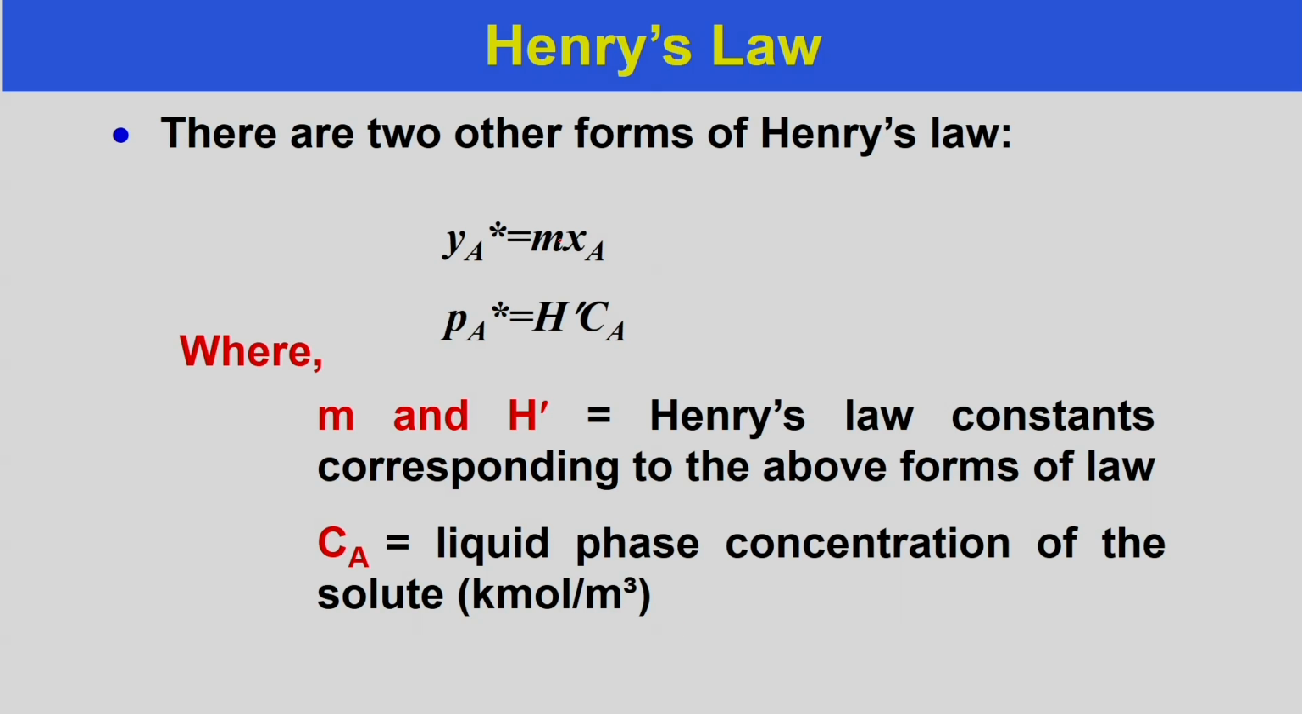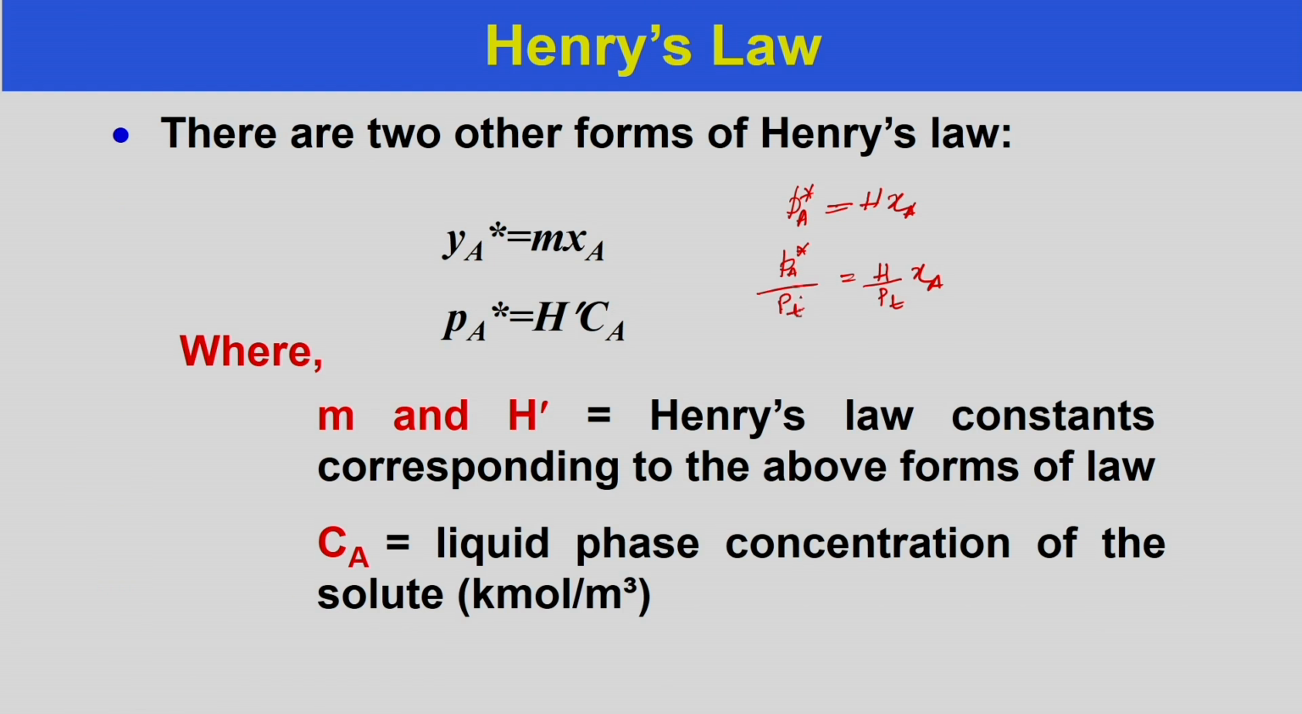Now, the original form of Henry's law is P A star equals H x A. If we divide both sides by the total pressure, it becomes P A star by P T equals H by P T into x A.